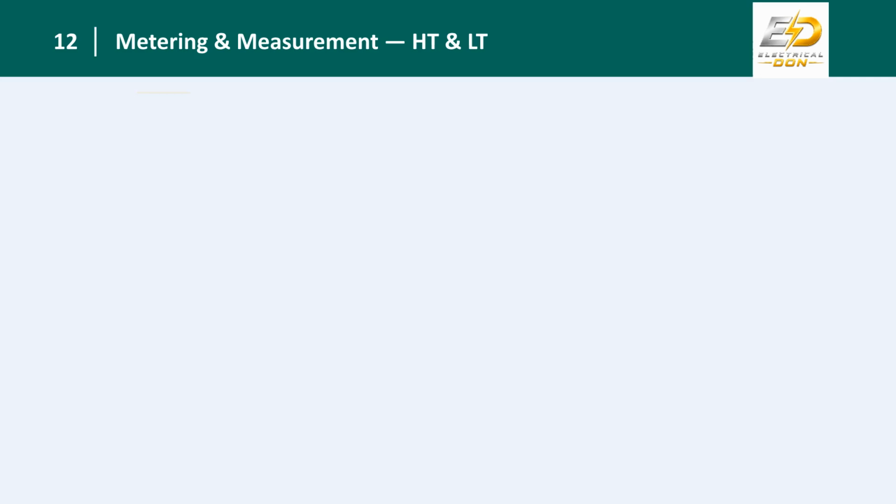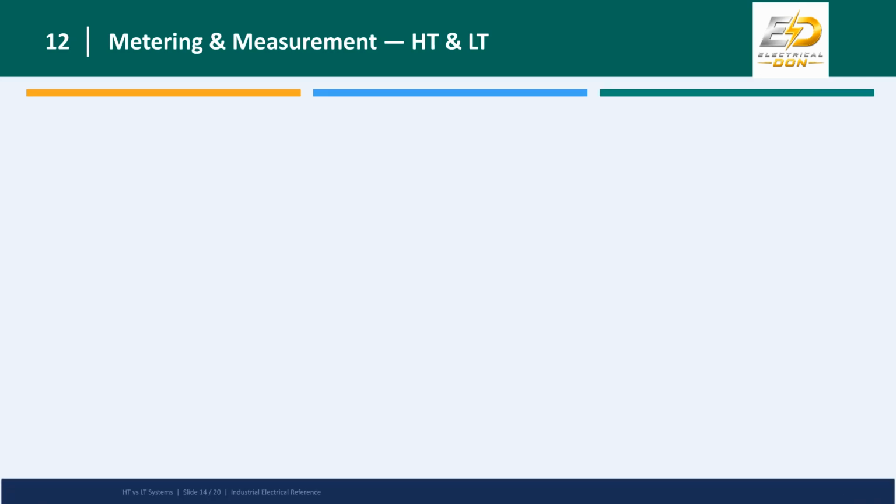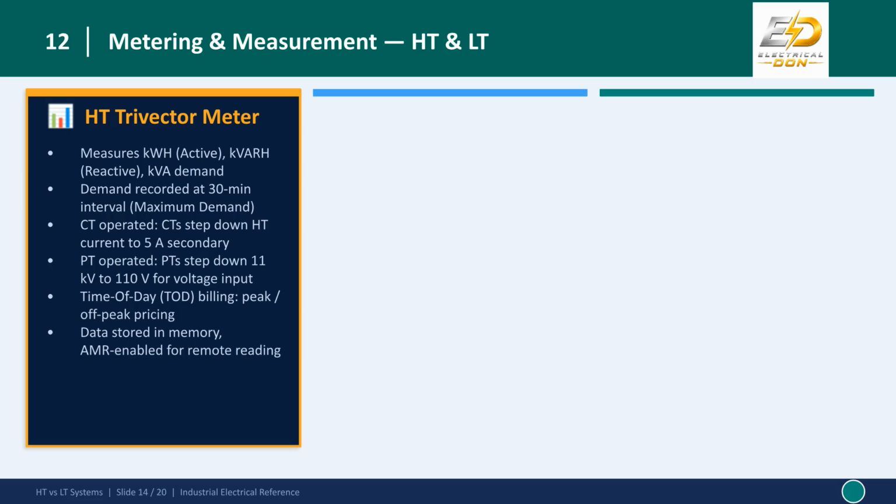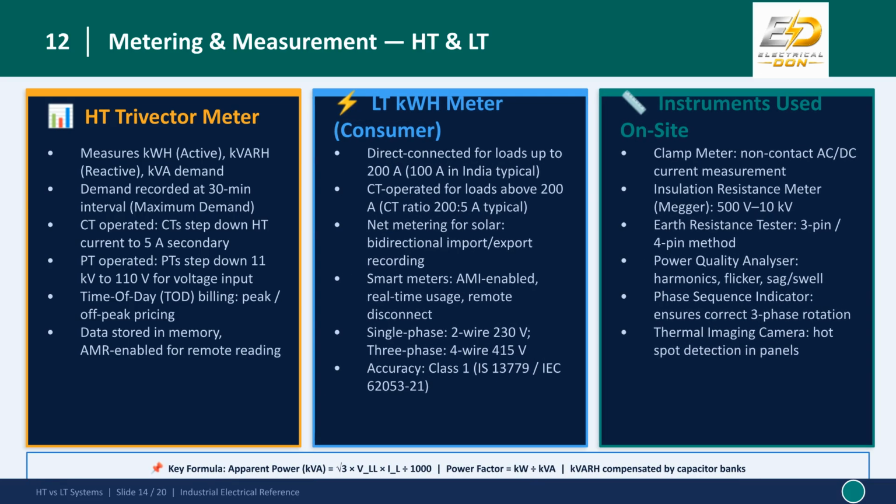Metering is key for billing and power quality. HT uses a trivector meter to track kWh, kVARh, and kVA demand via CT/PT. LT consumers use a simpler kWh meter. On-site instruments like clamp meters and power quality analyzers are vital for maintenance and troubleshooting.